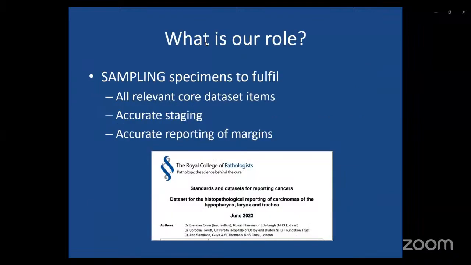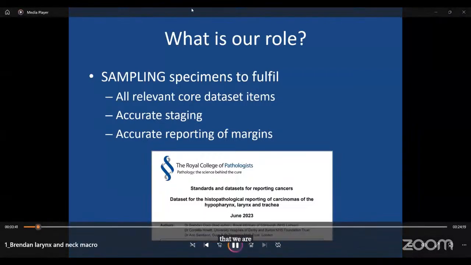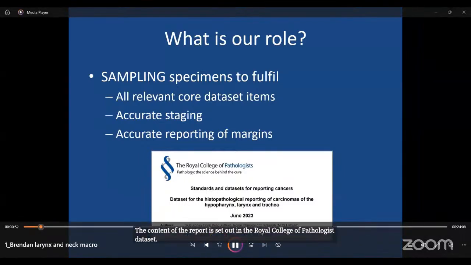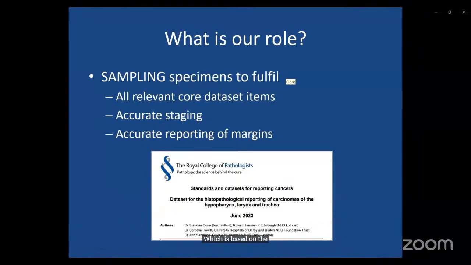Our role in the process is to sample these specimens to make sure that all core relevant dataset items appear in the report, that we are able to accurately stage the disease and are able to accurately report the margins to report back to our MDT. The content of the report is set out in the Royal College of Pathologists dataset, which is based on the ICCR International dataset.